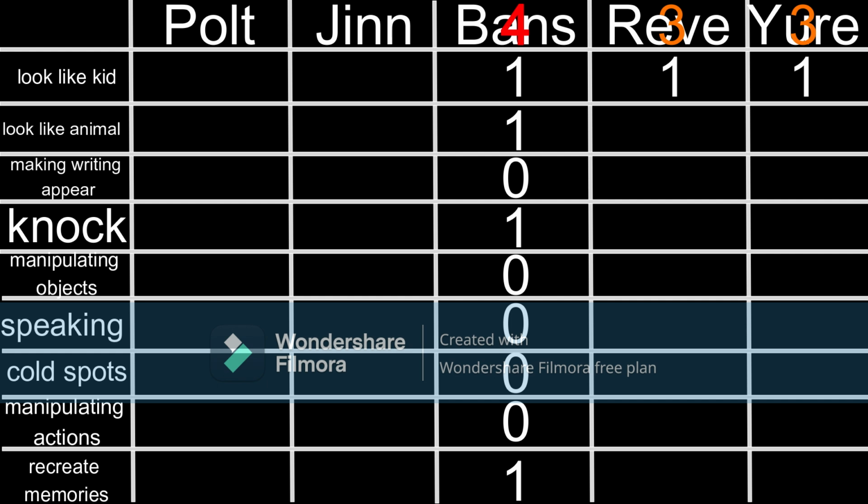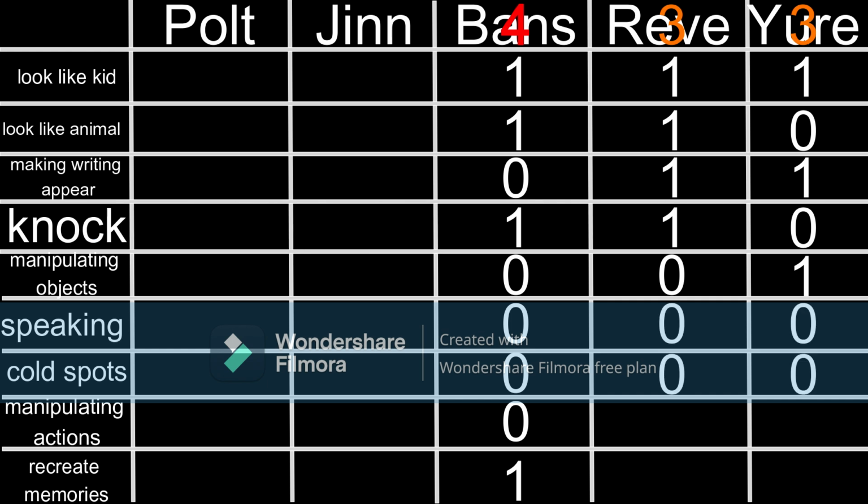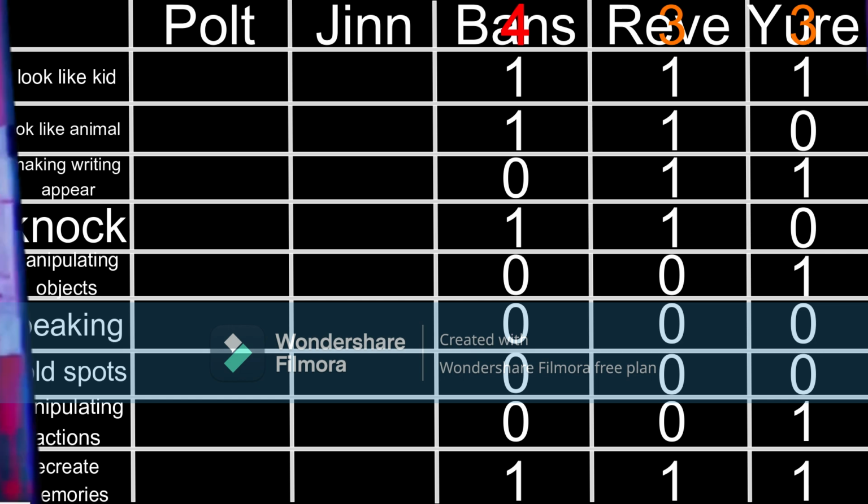The Reverend and Yuri tie for 3rd place with 5 true statements. They can both look like a little kid, but only the Reverend can look like an animal, with its primary animal form being a wolf or a dog-looking creature. Lucky us! They can both create writing, though only the Yuri can manipulate objects. Both can't speak or make any intellectual noise whatsoever. They can't create cold spots. Yuri's can manipulate people's actions, but Reverends can't. And of course, both get bonus points for power of recreating memories.